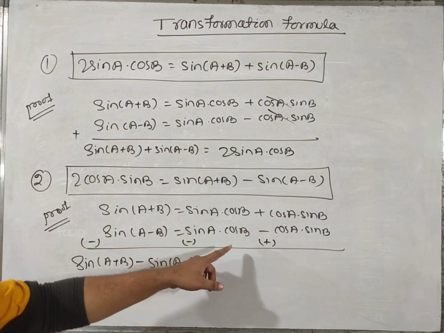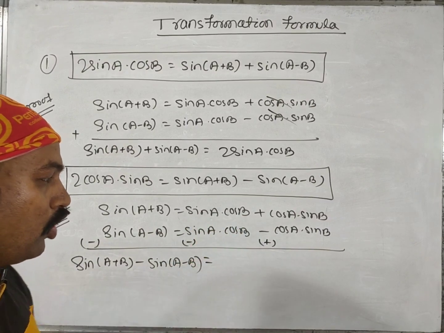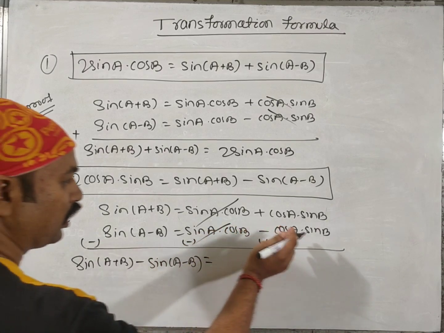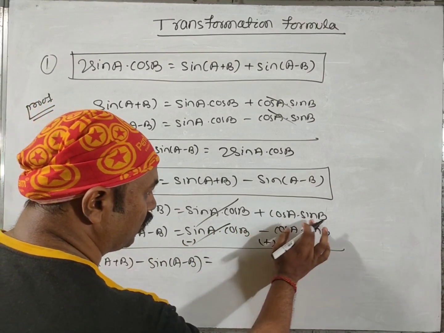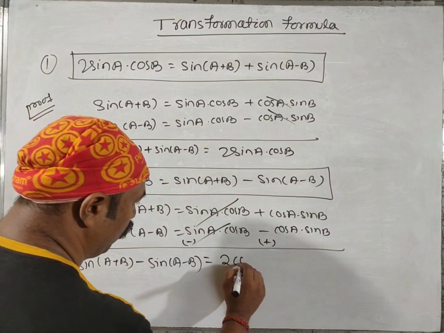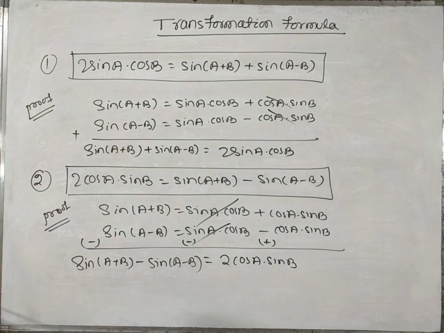Look at the right side. Here it is plus sin A cos B, and here it is minus sin A cos B. So both of them are cancelled with each other, and the rest of the parts are cos A sin B and again plus cos A sin B. That means it is 2 cos A sin B. So these are the proofs of the first two formulas. Then next, moving towards the third formula.